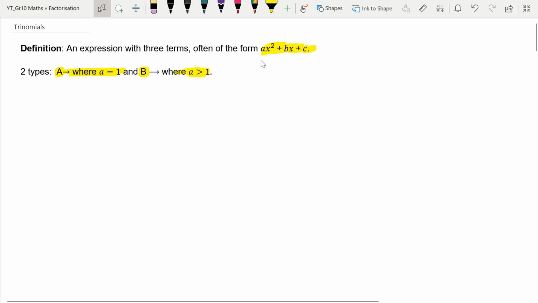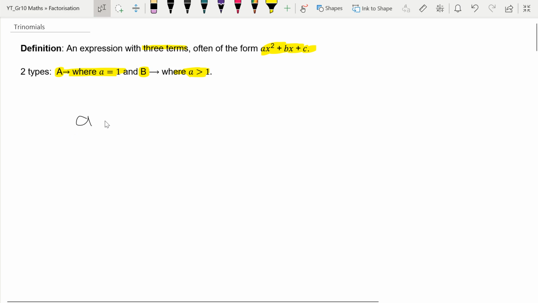So a trinomial is an expression with three terms, and it's often in that form. Let's just talk about that form before we do any factorizing. Any expression with three terms cannot be factorized using this method. I'm going to show you the pattern that it needs to take on, so when they ask you harder questions, you will be able to identify if it is or is not possible to use this method of factorization.